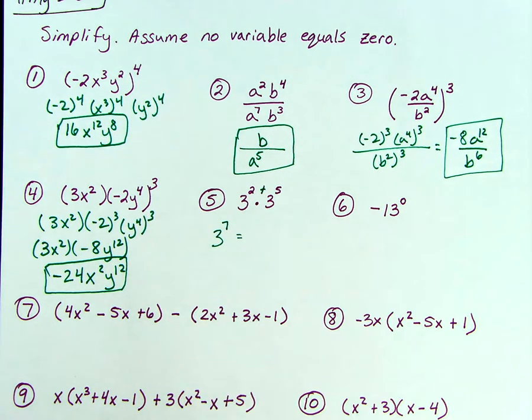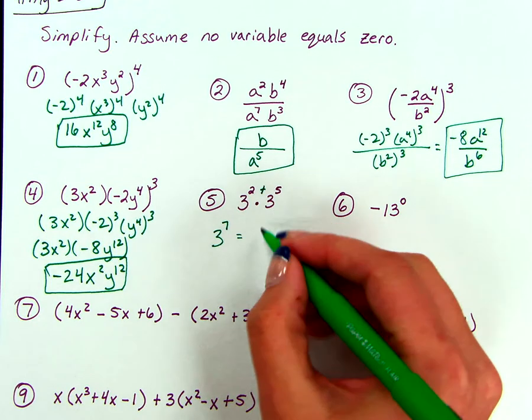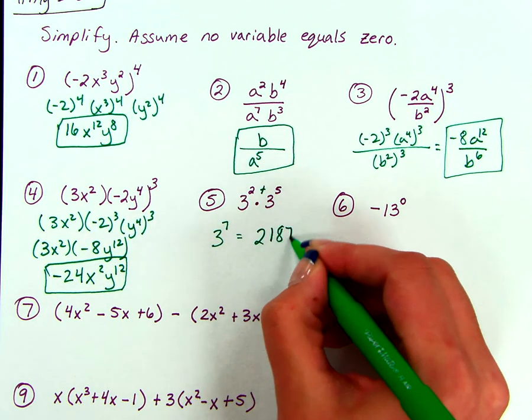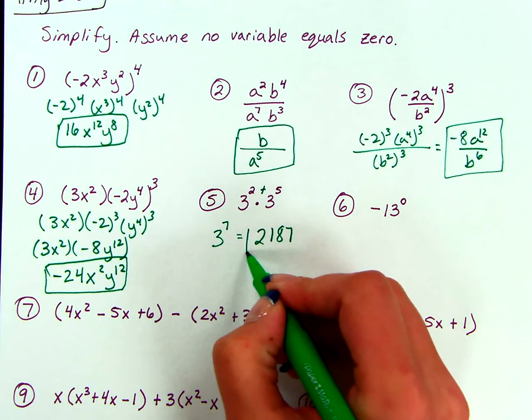And then if you type that into your calculator, so your graphing calculator, if it's a relatively small number, so something less than 10,000, then we would write that out. So 3 to the 7th would be 2,187. And this would be our final answer.